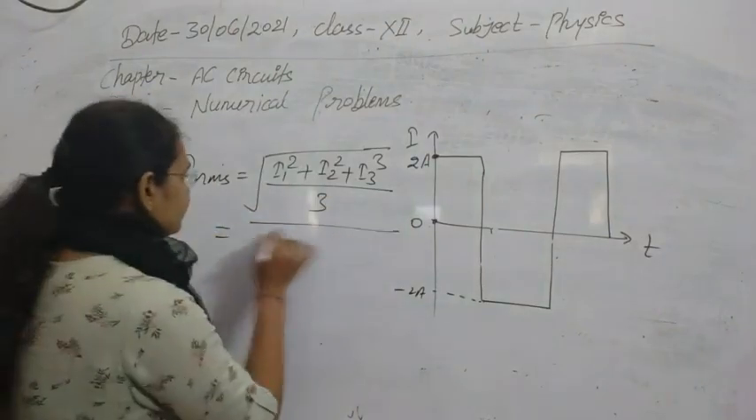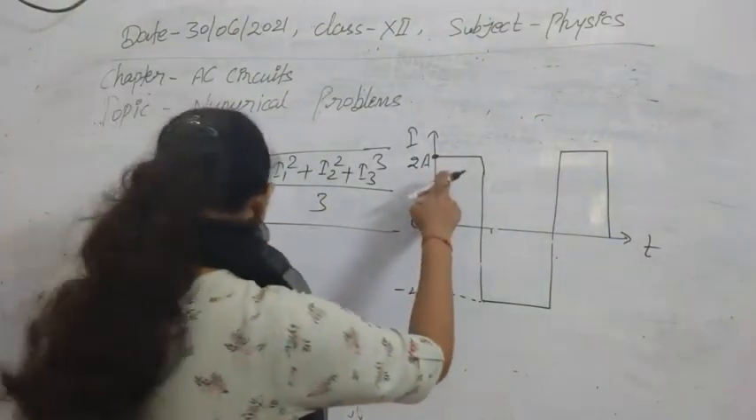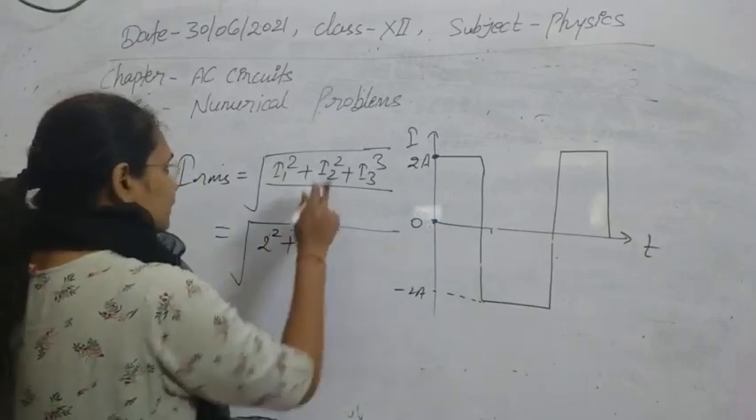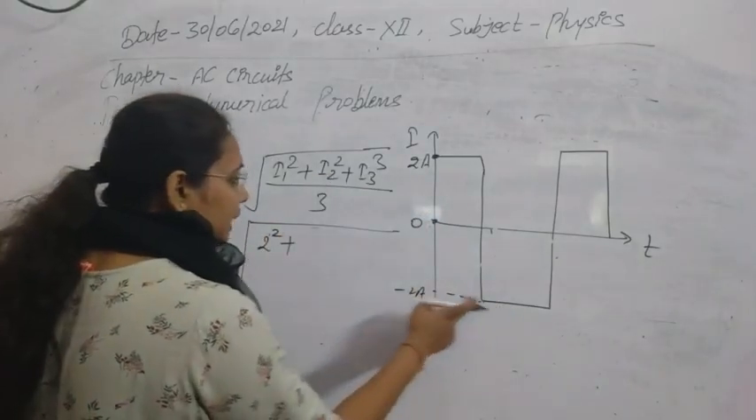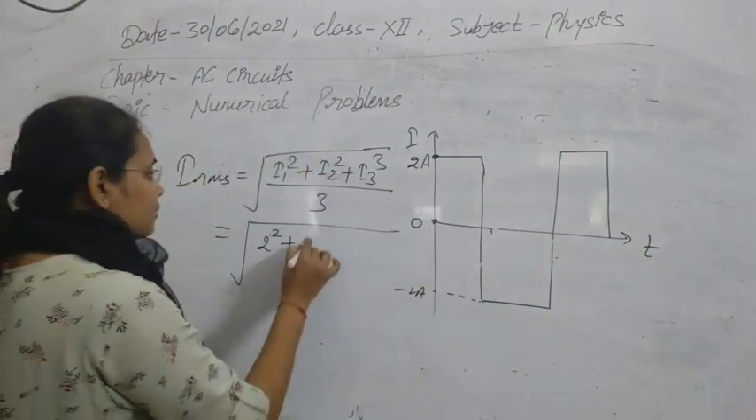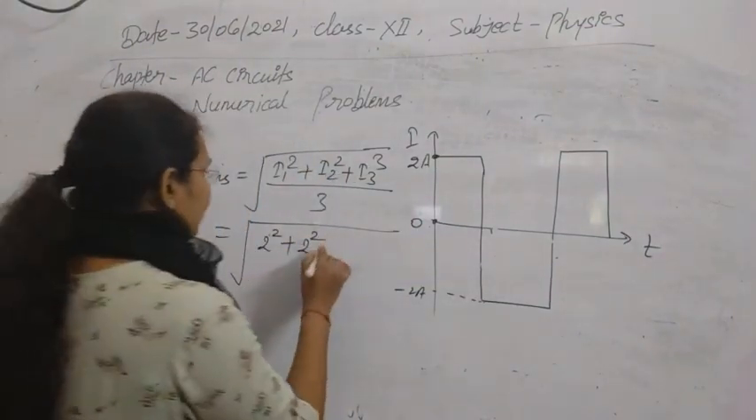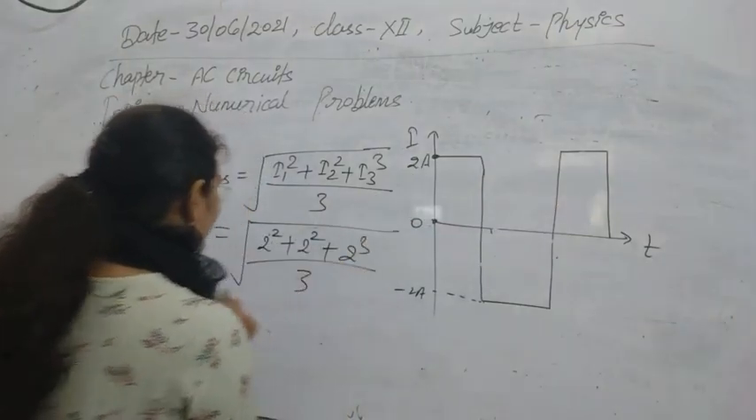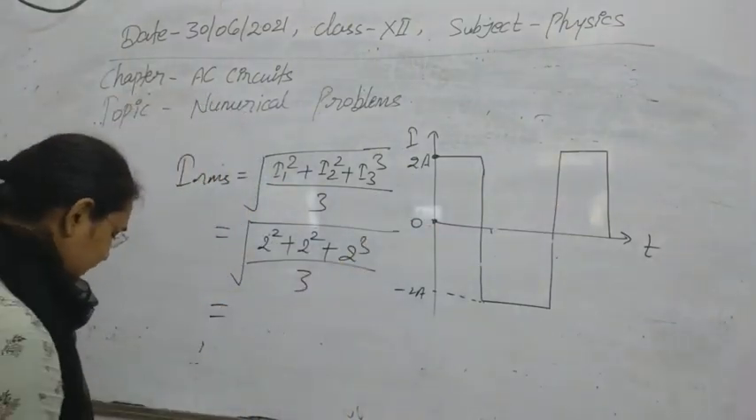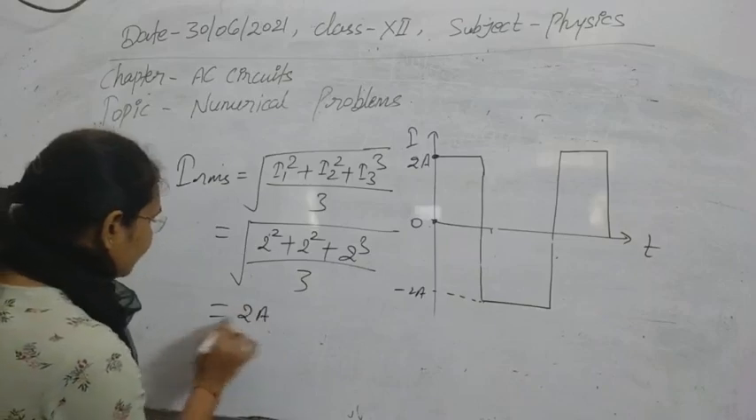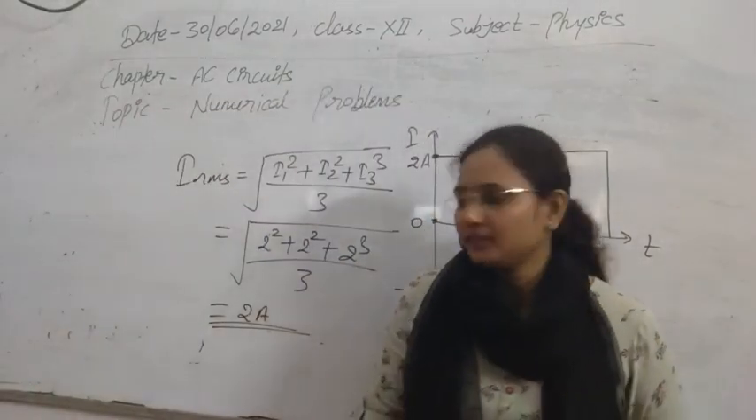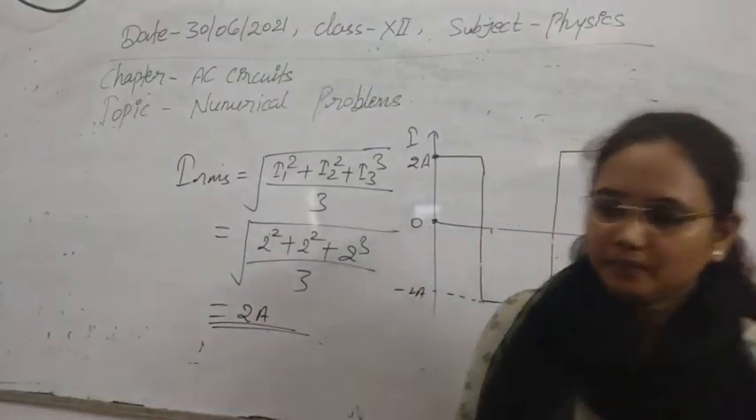Here, the maximum value for the first one is 2 ampere, so it will be 2 squared. Again for the next, it is minus 2, and the square of minus 2 is again plus, and it is again 2 ampere, upon 3. Finally, after solving this, we will get the IRMS current for this particular rectangular graph, equal to 2 ampere.